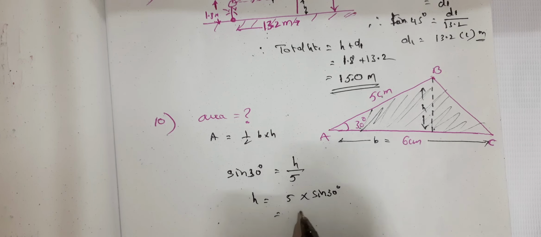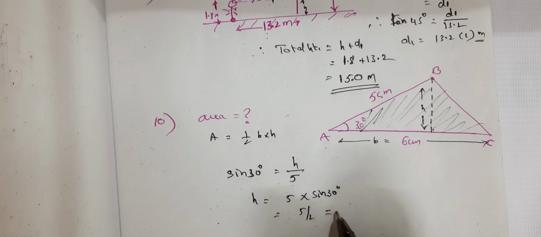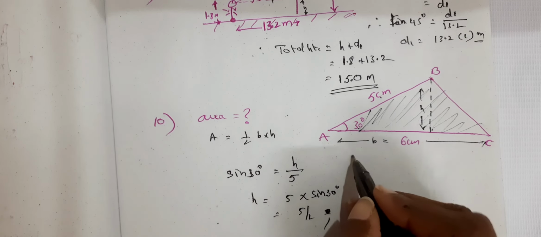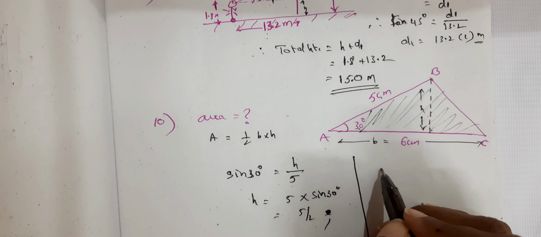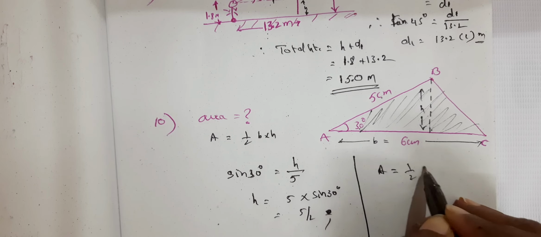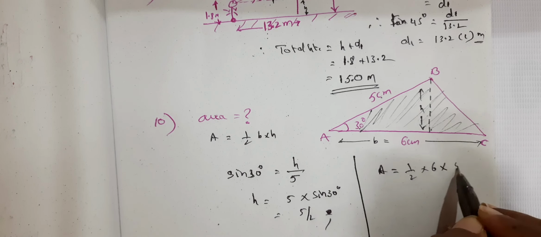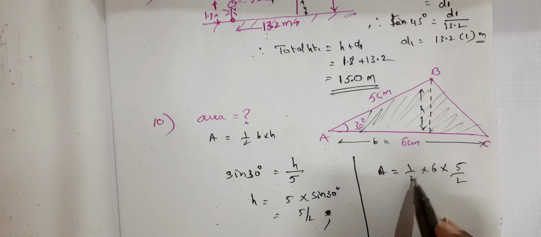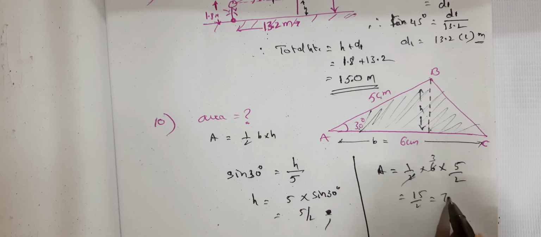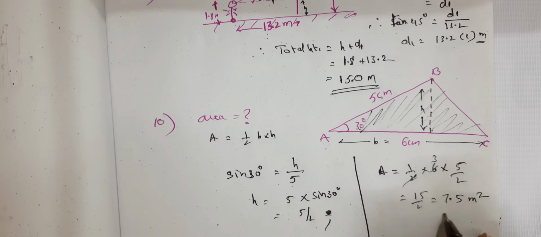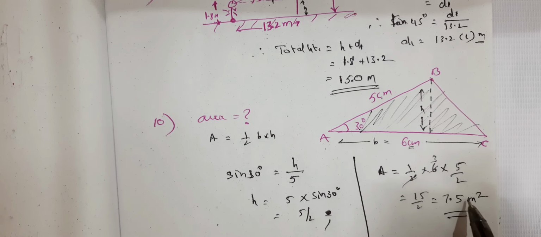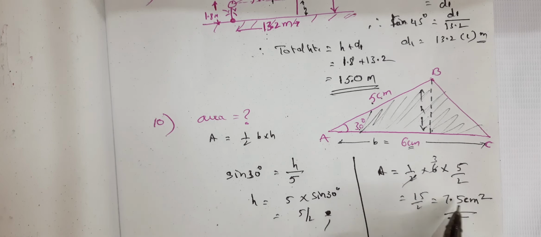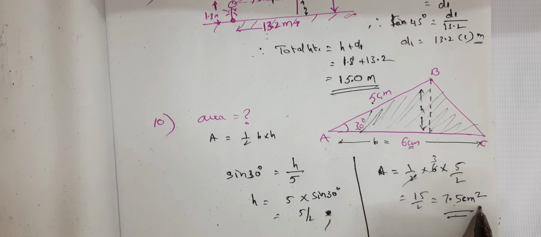Sine 30 degrees is 1 by 2. This is 5 by 2. I'll leave it like this only, so that we will go here and solve that. Area is equal to half, base is 6 into height is 5 by 2. I just waited to see if something will get cancelled, but anyhow this is going to cancel this one. So 15 by 2, which is 7.5 meter square. Is it meter? No, centimeter, so centimeter square. If everything is given in centimeters, you have to write the answer also in the CGS system. So 7.5 centimeter square is the area.